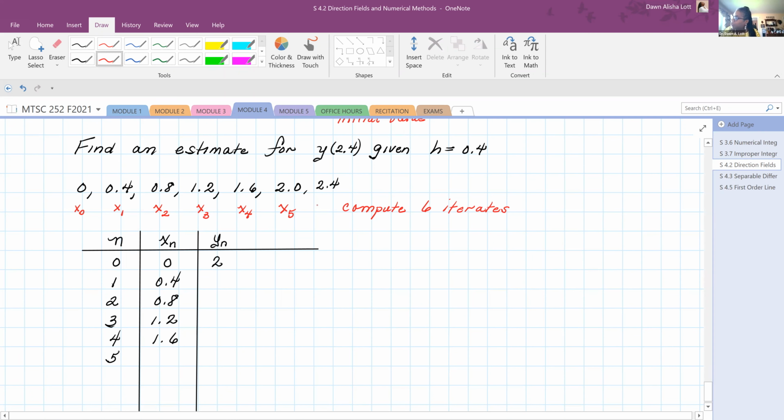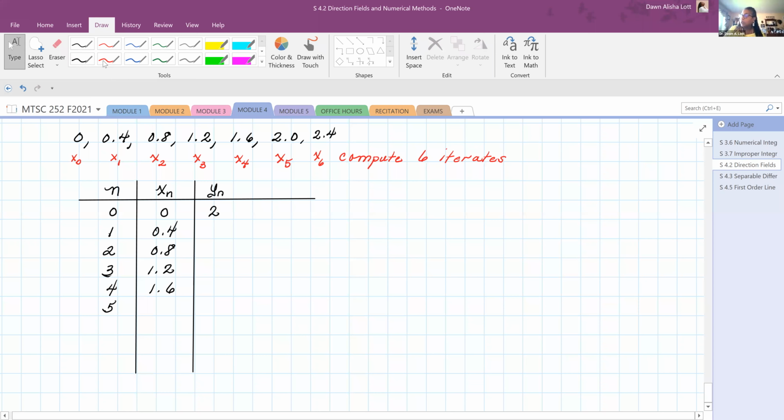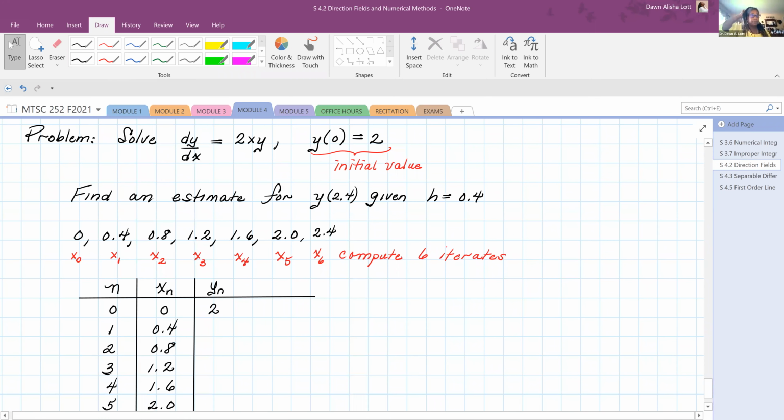Because I did 5 in the last problem. I want to do something different in this one. So this now goes to 2.0, and then to get to 2.4, I need to do 6. Okay. Any questions about what I'm doing so far?